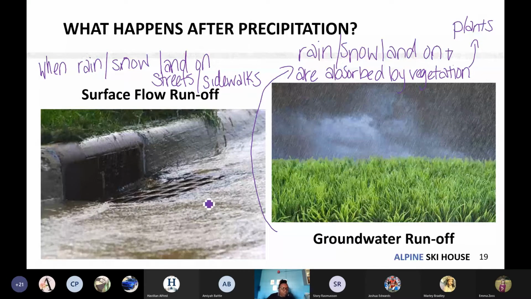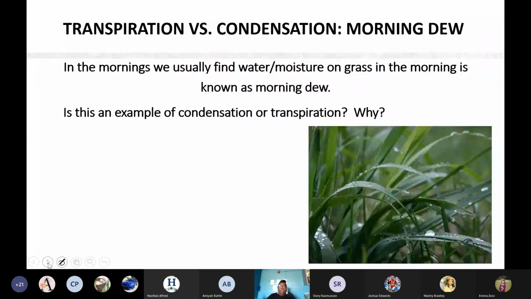Okay, so let's keep going here. We also want to make sure we're remembering, let's talk about morning dew. Why do we get our feet wet if we ran outside in the grass in the early morning? That's because of something called morning dew. If you would please write what you see here in your notes. We're going to talk about morning dew today.